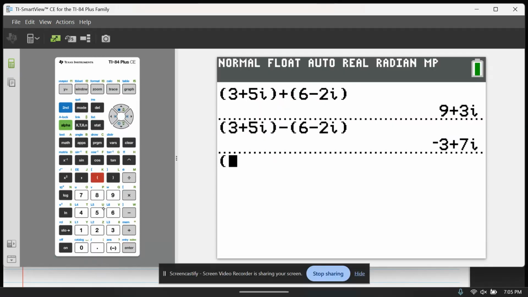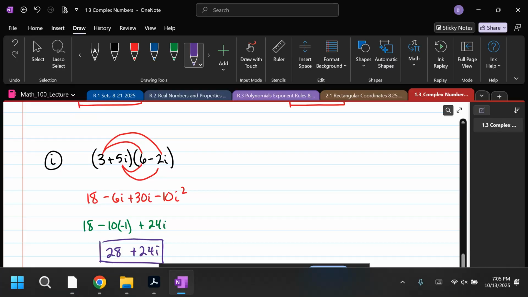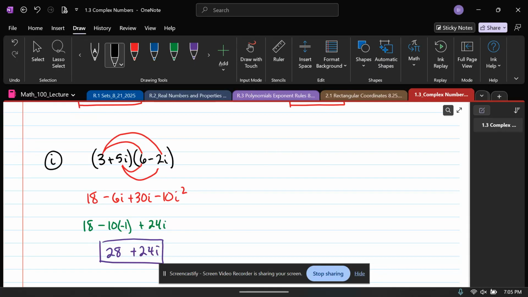So I'm going to put parentheses, 3 plus 5i, second decimal point to get the i. Then I'm just going to do parentheses, 6 minus 2i. I get 28 plus 24i. Same answer, much faster. Much, much faster. So multiplying complex numbers together, I usually do that with the calculator just because I'm looking for the answer there. I'm not really doing much with that at this moment. So doing it by hand doesn't really gain me much.